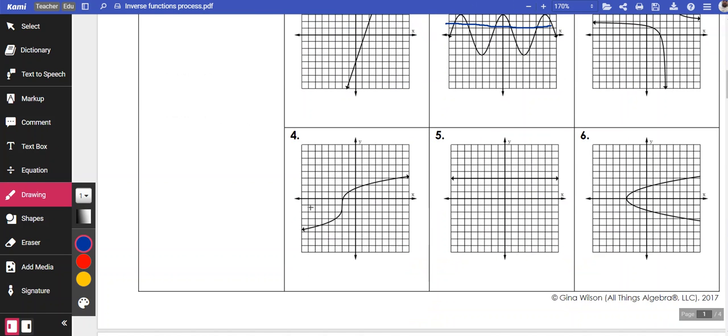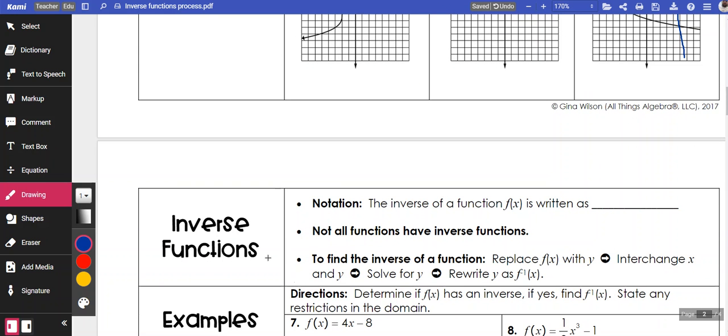How about this guy? Is this a one-to-one function? Yes, it is. This right here, no, it is not. It fails the horizontal line test miserably. And this is a relation. It's definitely not a function at all because it fails the vertical line test. So remember, the key to being a one-to-one function is that it has to pass both the horizontal and vertical line test. If you have a function and its inverse is also a function, we write it with an f to the negative 1. That is awesome.